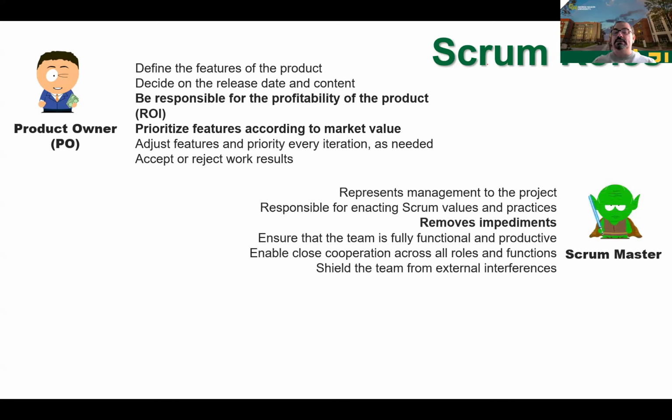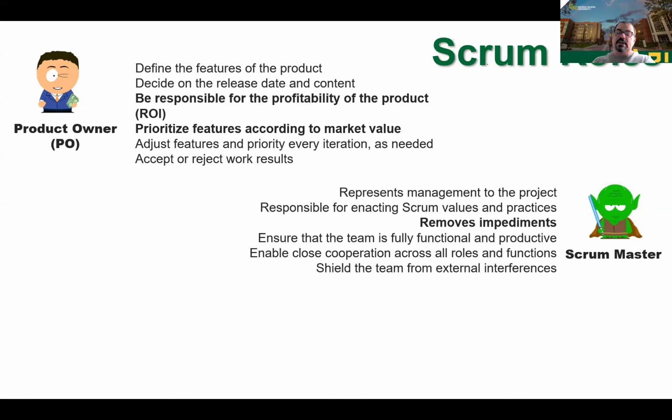The second one is the Scrum Master. The Scrum Master is not the manager, it's not the boss. It's like a Jedi. He represents the management part of the project. He's the person who understands the process, the values of Scrum, and the practices of Scrum, and who supports and advises the group to follow Scrum. Again, he's not the boss.